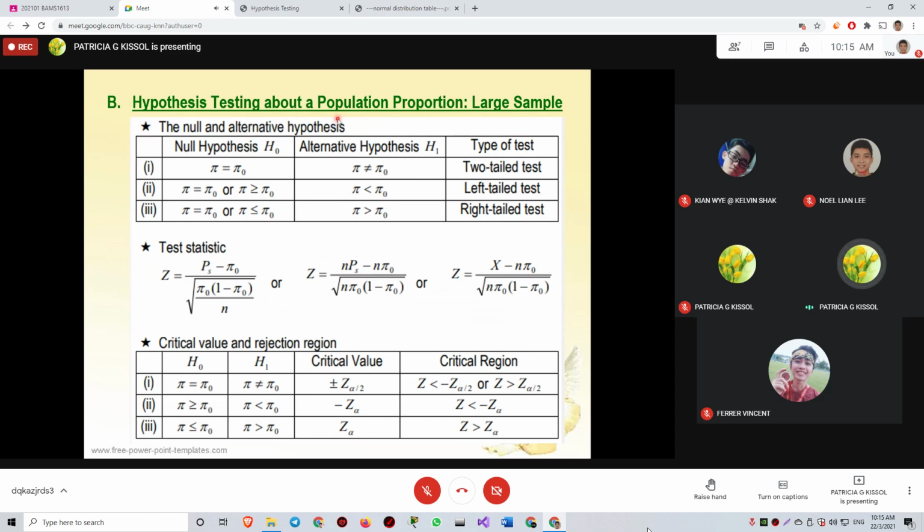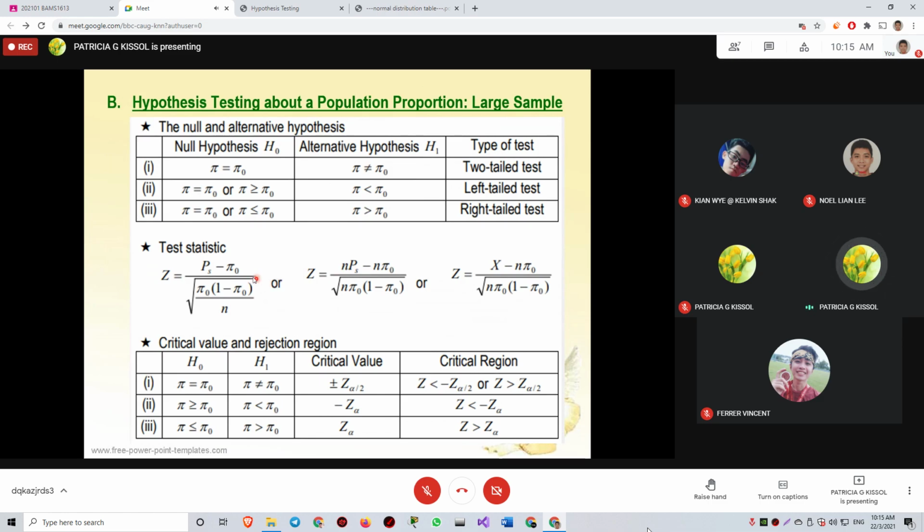Anyhow, class, this is the same. It's just about population proportion. You see, hypothesis testing about a population proportion. And if you look at the null and alternative hypothesis, it's the same. See, the first one, two tail because it changes. Second one, it is less than, left tail. And then the third one is more than, it is right tail.